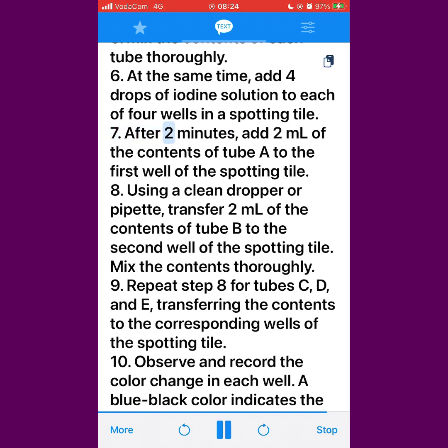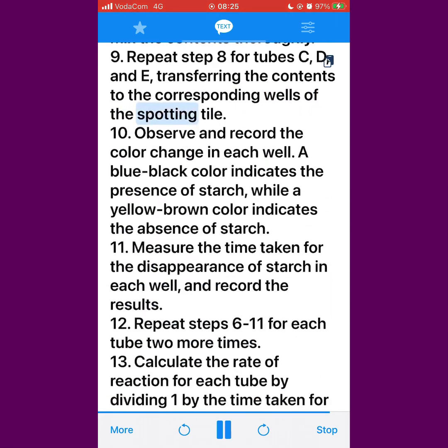7. After 2 minutes, add 2 milliliters of the contents of tube A to the first well of the spotting tile. 8. Using a clean dropper or pipette, transfer 2 milliliters of the contents of tube B to the second well of the spotting tile. Mix the contents thoroughly. 9. Repeat step 8 for tubes C, D, and E, transferring the contents to the corresponding wells of the spotting tile.